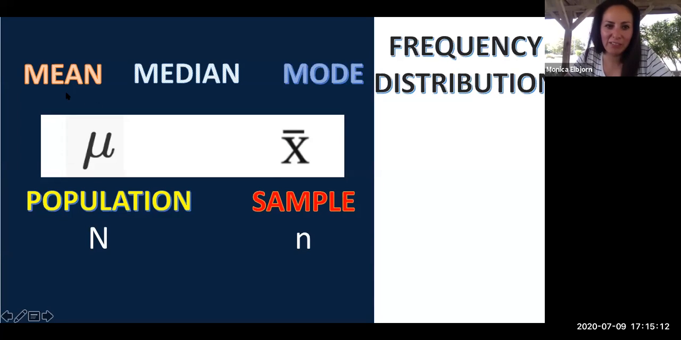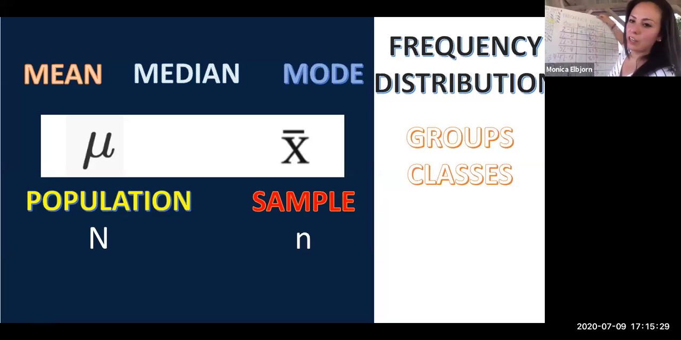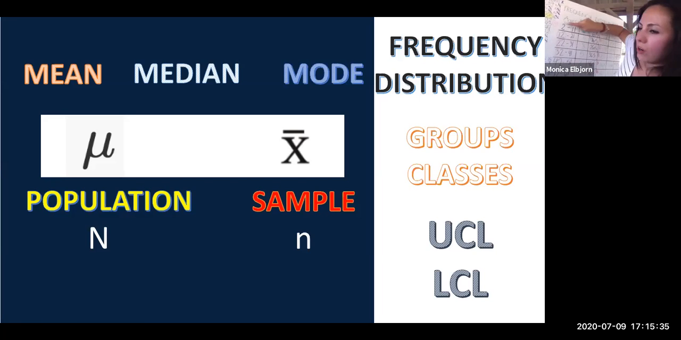We also did a frequency distribution for the ages of your family members. Do you remember your homework? So we talked about that. Here's mine. We talked about classes and groups, and about them having an upper class limit and a lower class limit. So this was the one that we did.